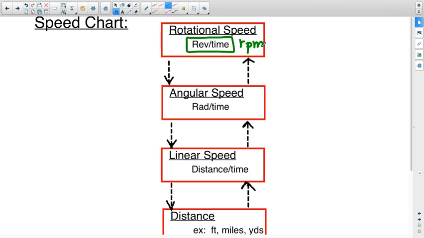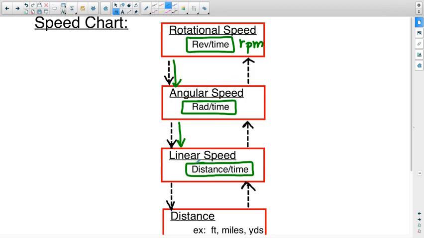So I start with rotational speed, then I can transition down to my angular speed and figure out how fast the angle is changing. My unit there is the number of radians per minute, or radians per some amount of time. Once I know how quickly the angle is changing, then I can use the fact of how far from the center I want to be. I can identify a certain radius that will give me my linear speed. So my linear speed would be things like miles per hour, feet per minute, and so on.